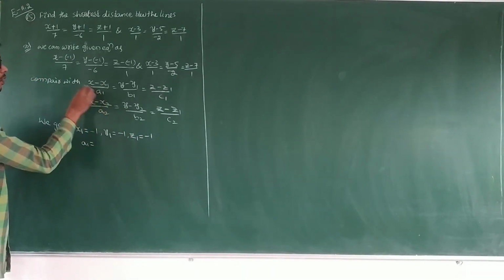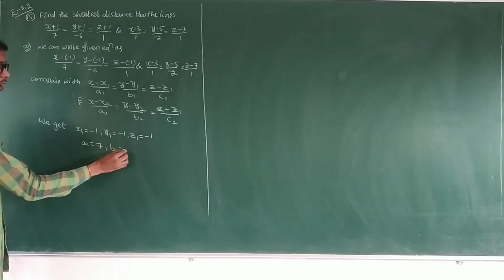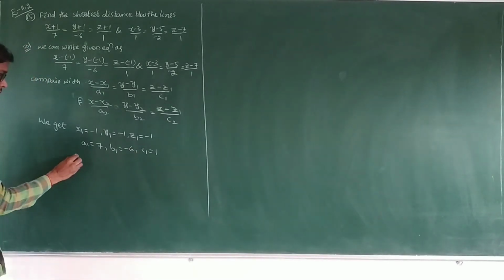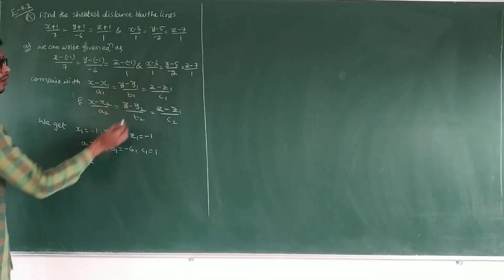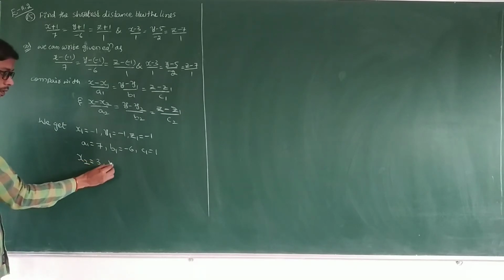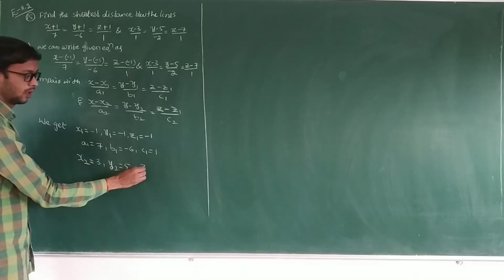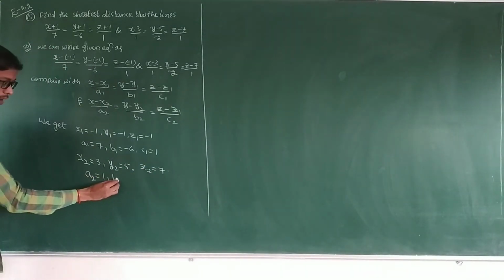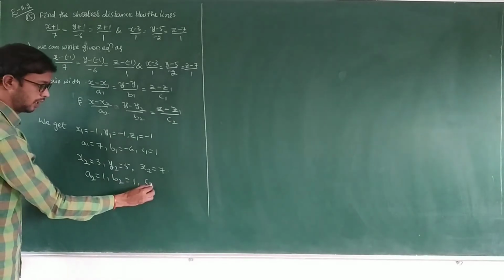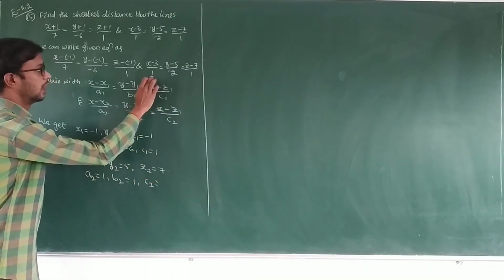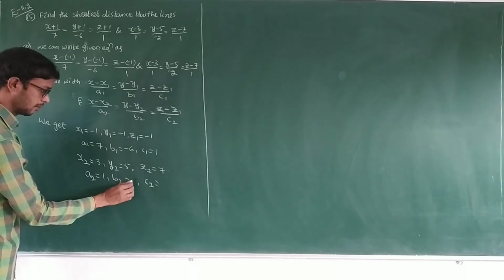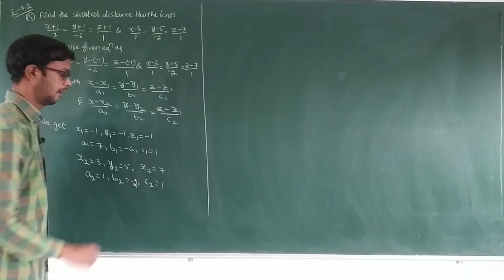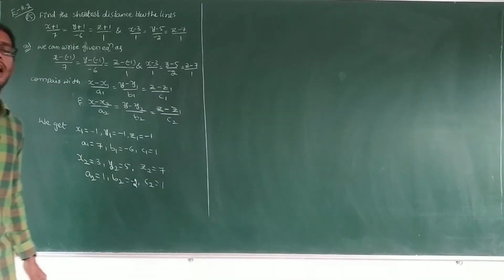A1 is 7, B1 is minus 6, C1 is 1. X2 is equal to 3, y2 is 5, z2 is 7, A2 is 1, B2 is minus 2, C2 is 1. So now we got all the values.